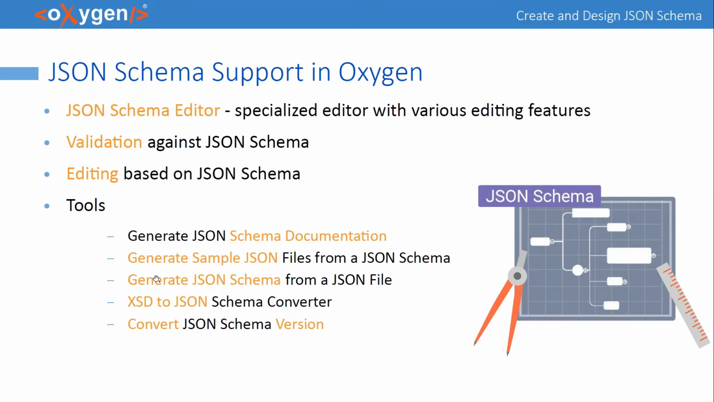You can also generate a JSON schema from a JSON file. So if you want to start learning how to create a JSON schema, you can just take a JSON file and start using this action to create your JSON schema, and then start developing your JSON schema from there. If you have an XSD, we have this XSD to JSON schema converter. And we added also a new tool that allows you to convert the JSON schema version draft 4, 6, or 7 to the latest drafts.